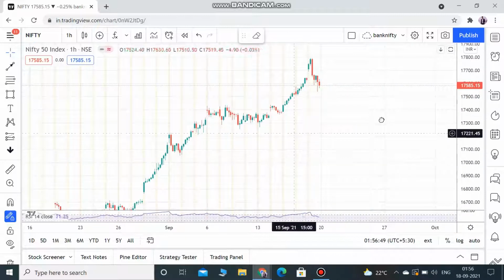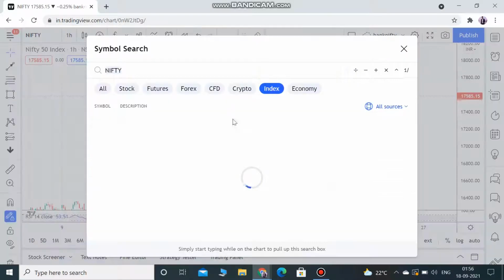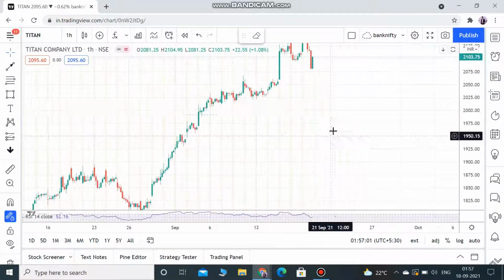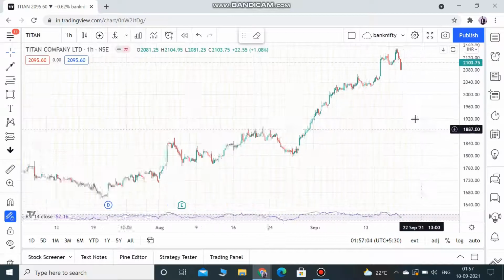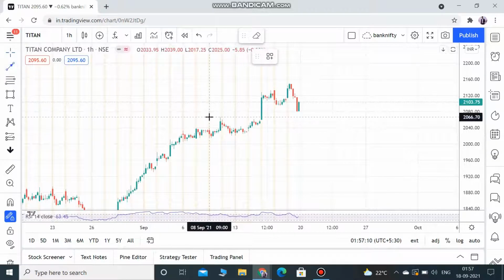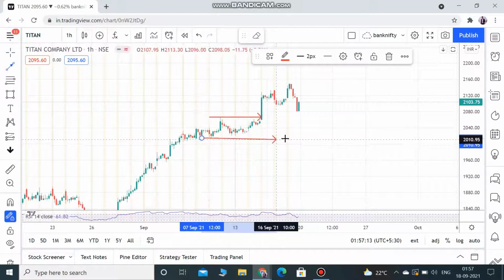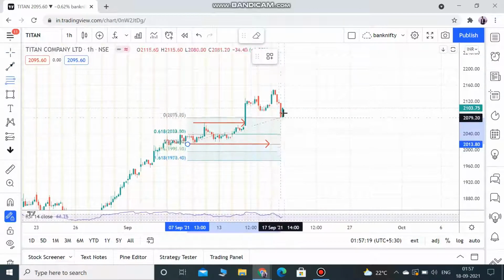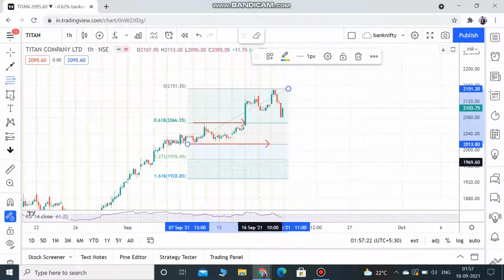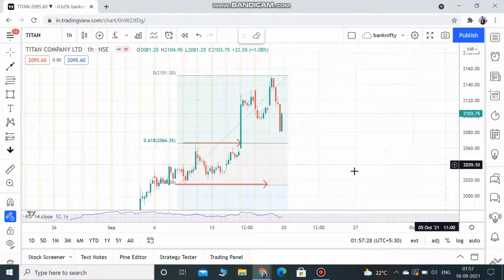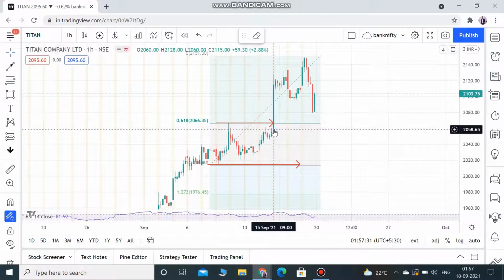Let me show on the recent time frame. You can see on Titan as well. I just took a trade recently on Titan, and that is exactly what happened. This was the recent low, and I took a trade on this one. This was the consolidation I saw, so I took the low from this and marked 61 till here. See how beautifully this has acted. It has gone here.